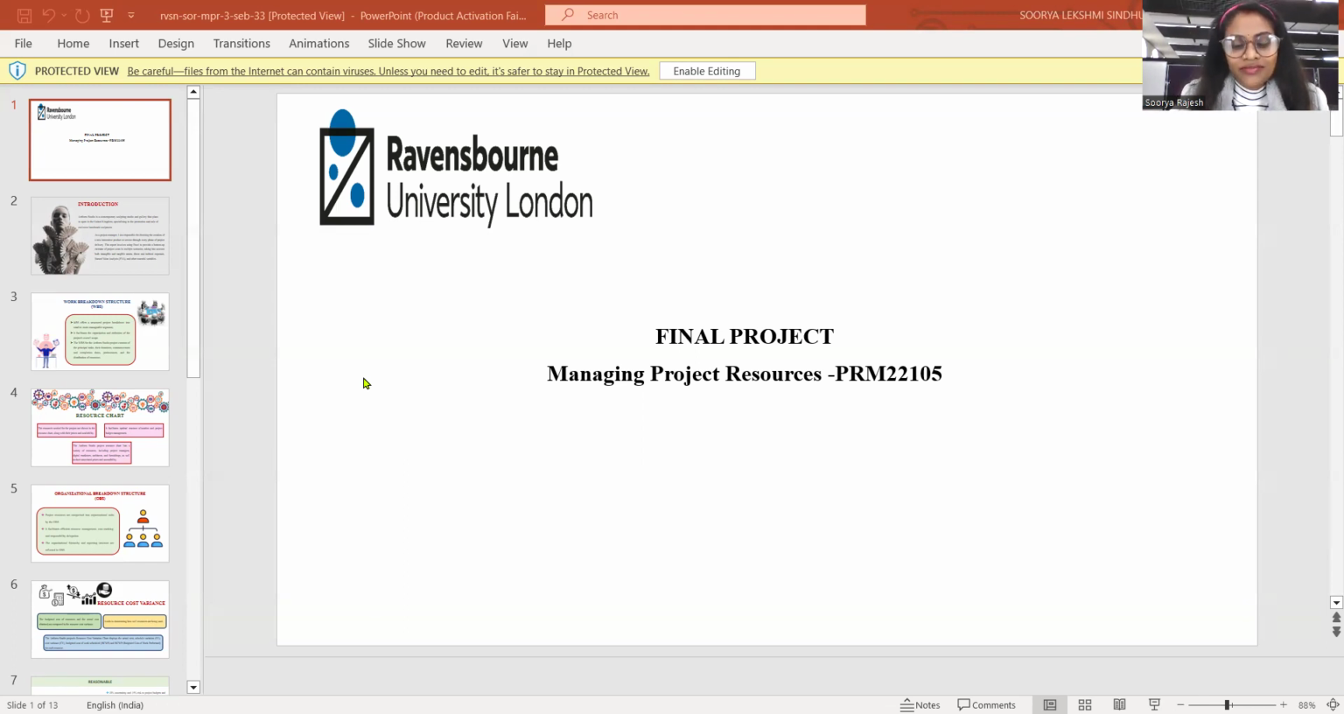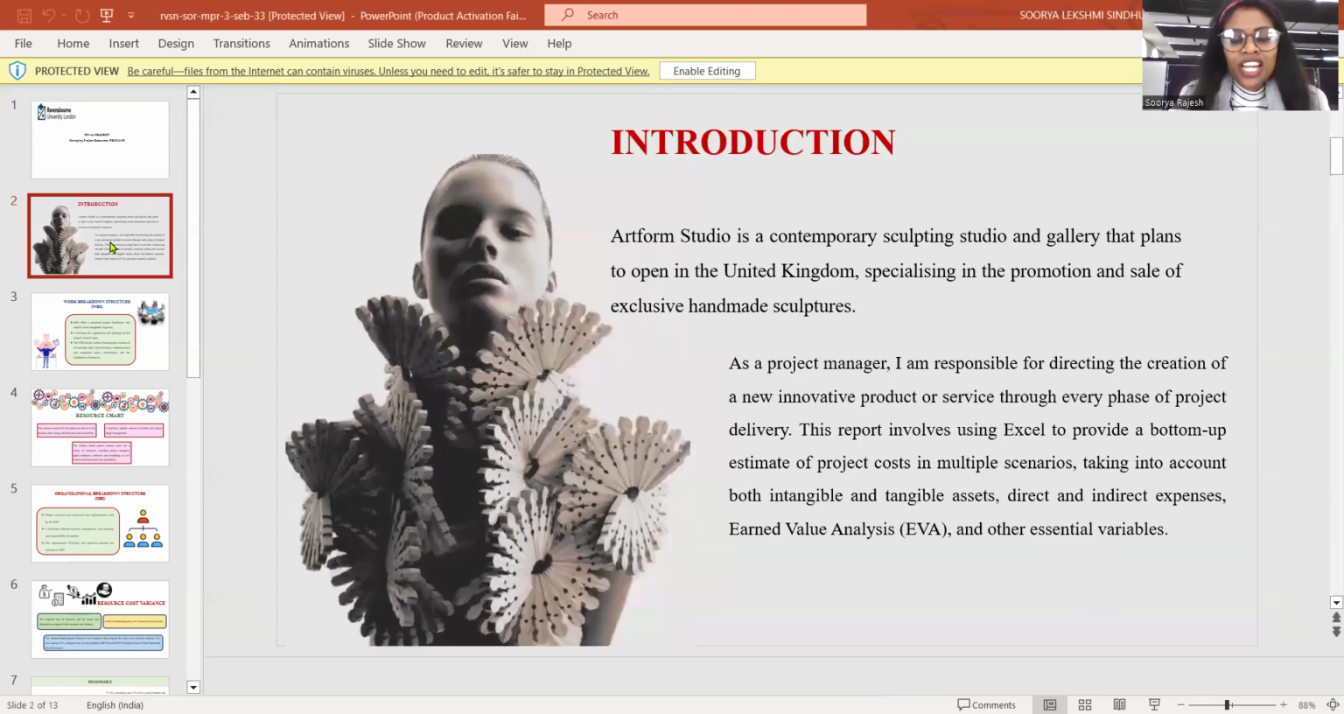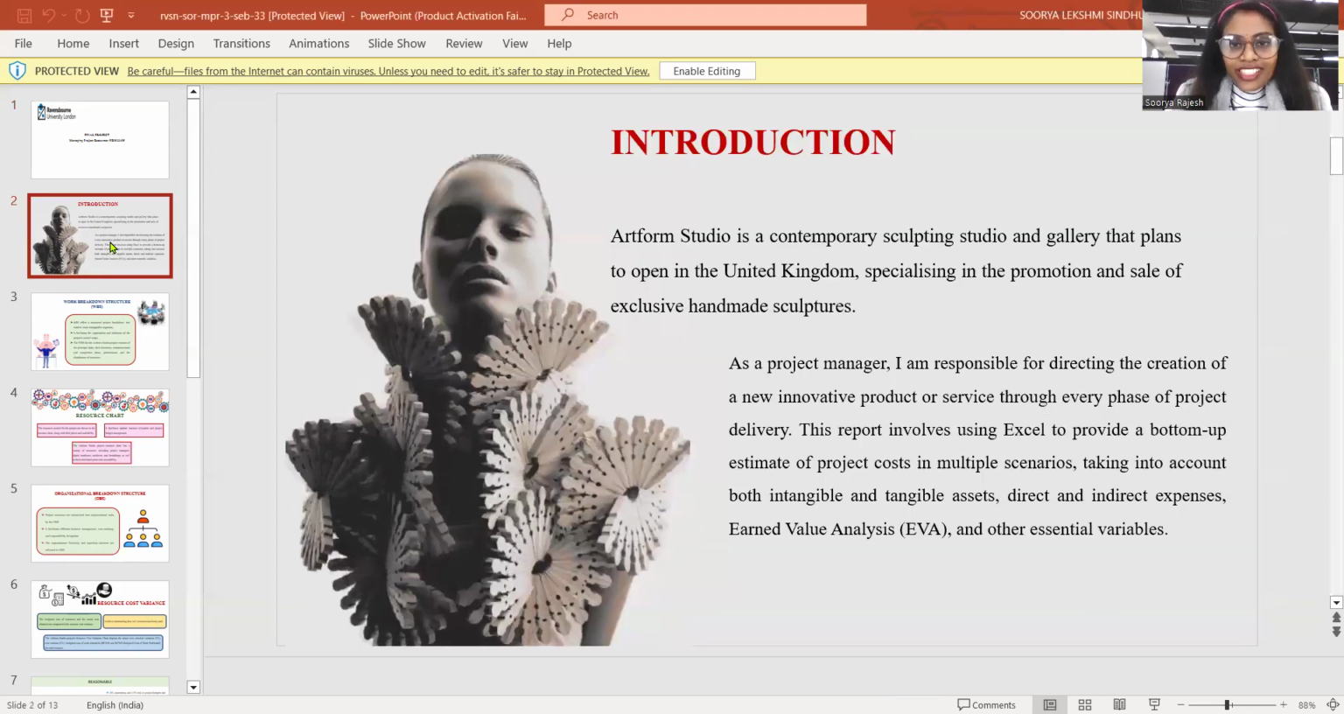Today, I am talking about my project. The subject is managing project resources, and my topic is Art Form Studio. This is a cultural studio. So we can go to the introduction.